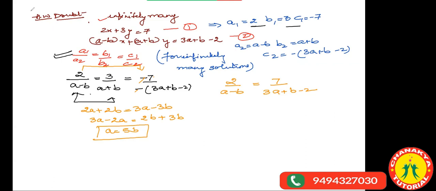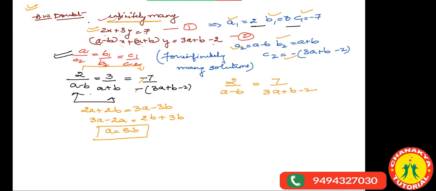Children, first of all, I am explaining this homework question, the second question of your homework. In that question, you have to find the values of A and B. The following system of linear equations was given: 2x plus 3y is equal to 7, and (A minus B) into x plus (A plus B) into y is equal to 3A plus B minus 2. So beta, first of all, from these two equations, you will write the values of A1, B1 and C1, then A2, B2 and C2. Clear?